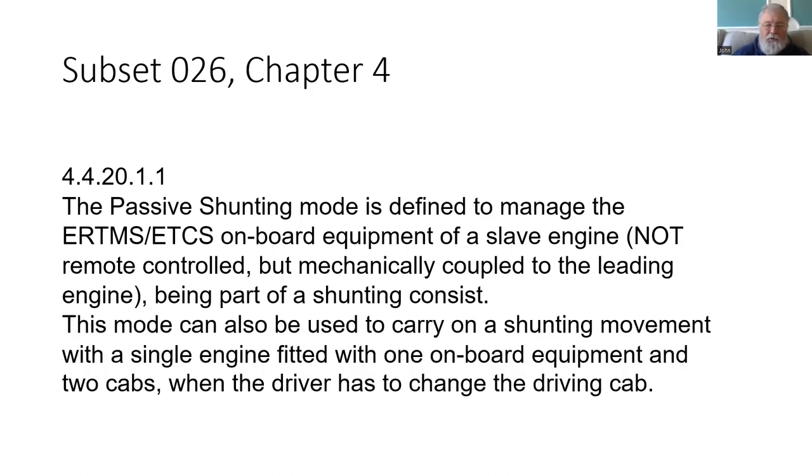However, it then goes on to be a little bit more confusing because it does say that the mode can be used to carry out shunting movements with a single engine. For a single engine, it's only going to have one set of onboard equipment, but it could have two cabs and the driver can change between them. So in the first case, we are moving between two different locomotives with independent onboards with no knowledge of each other. And in the other case, we're moving between the cabs controlled by the single onboard. So let's have a think about how this will all work.